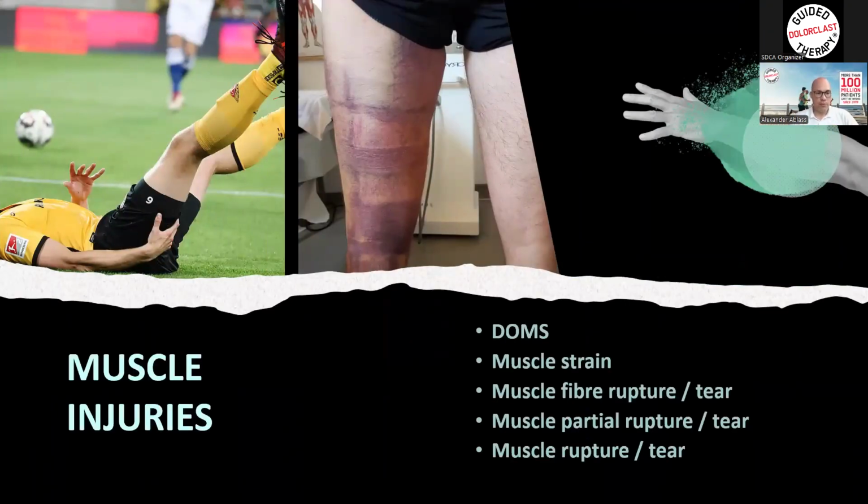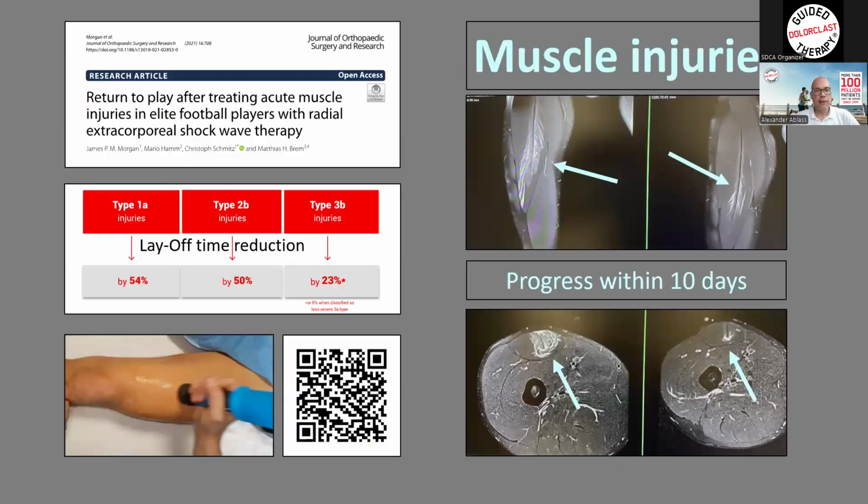One of my most important indications, which most of my clients have, is muscle injury. I don't care if it's a muscle strain, fiber rupture, or bundle tear. We have a brilliant study a colleague of mine did with his second league soccer team. He treated all the muscle injuries during one season just using the shockwave device. And you can see that the layoff time reduction is up to 54% with different stages of muscle injuries.